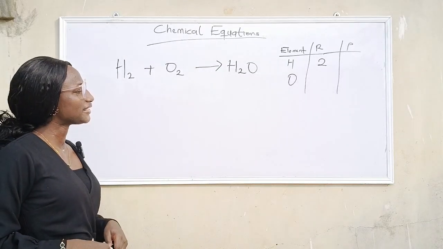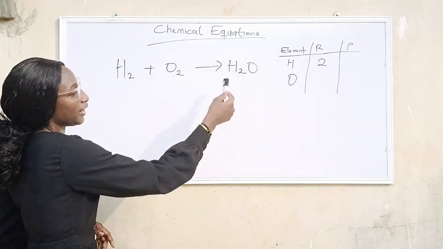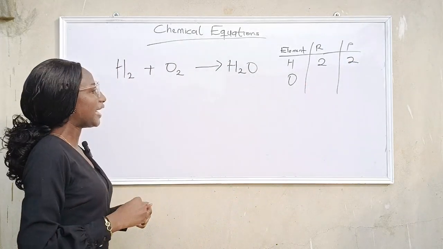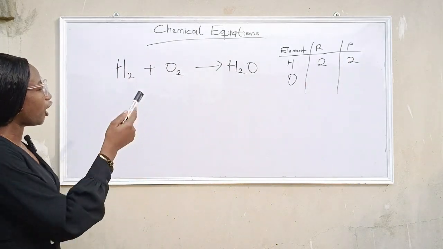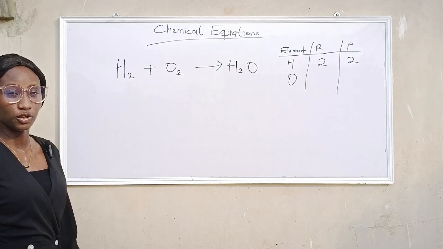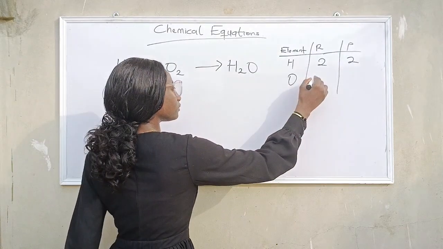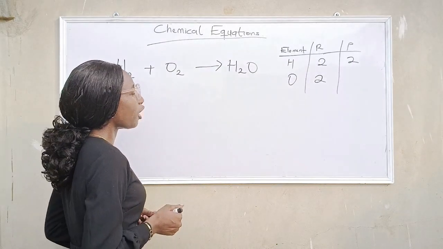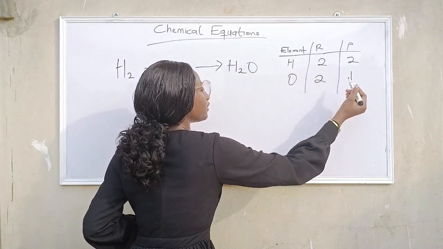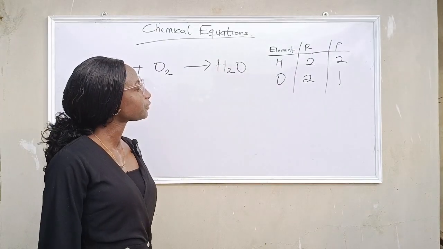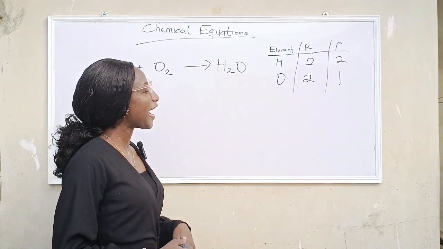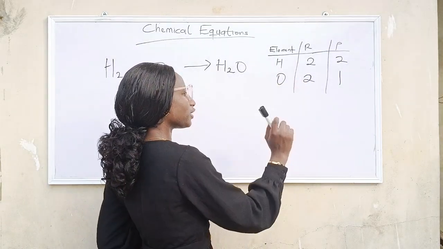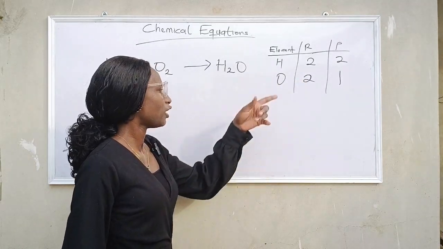Let's look at the product side. We have two atoms of hydrogen also. So we are going to write two there. Okay. Now let's look at oxygen. We have two atoms of oxygen here. And in the product side, we have only one atom of oxygen. So we're going to write one. So looking at this, for hydrogen, we have two atoms at the reactant side and two atoms at the product side. But for oxygen, we just have two and one.